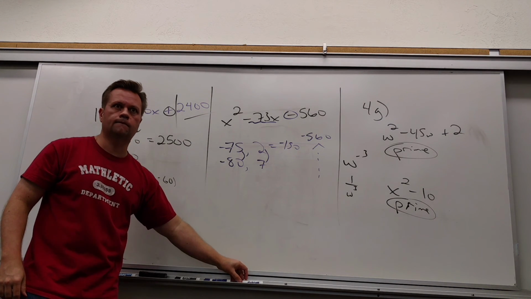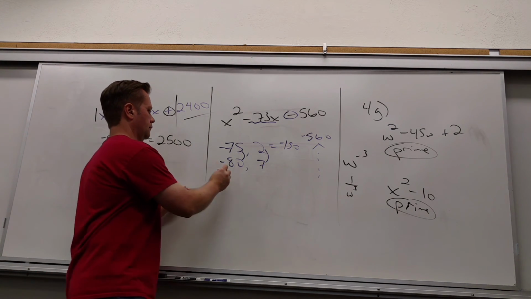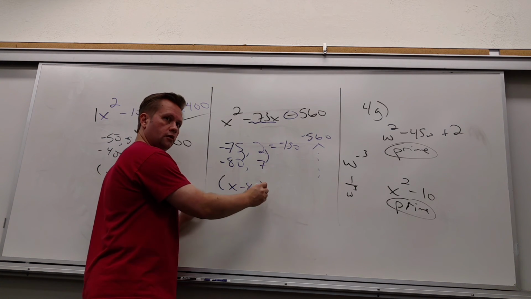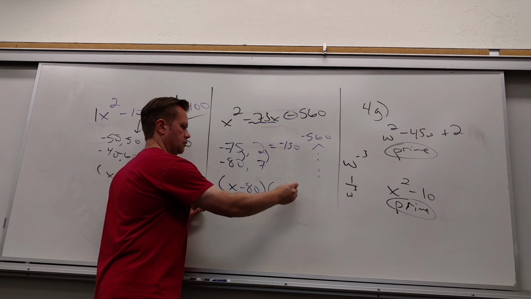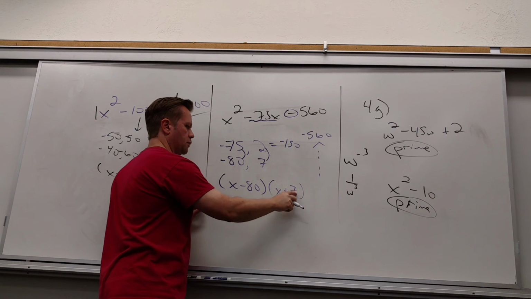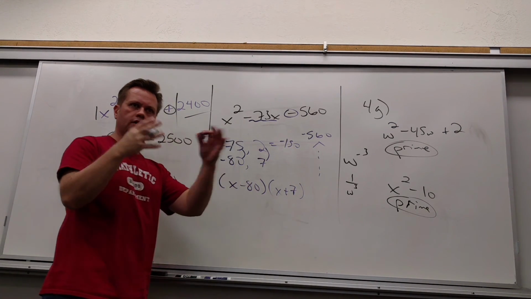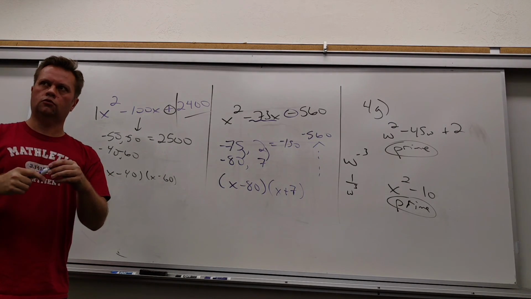So it would be x minus 80 plus x plus 7. Careful. Times. This is all about factoring, and factoring means they're multiplying.